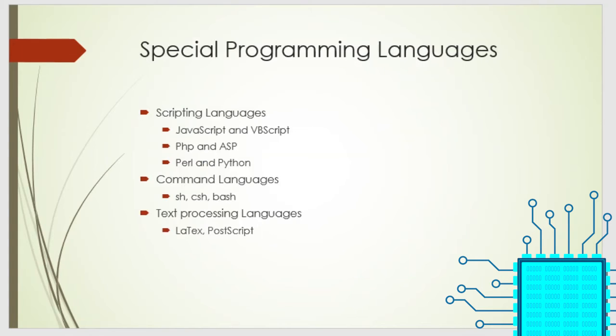The other special programming languages are scripting languages, command languages, and text processing languages. The examples of scripting languages are JavaScript, VBScript, PHP, ASP, Perl, and Python. The examples for command languages are shell scripting languages like sh, csh, and bash. Text processing languages. Examples are LaTeX, PostScript.